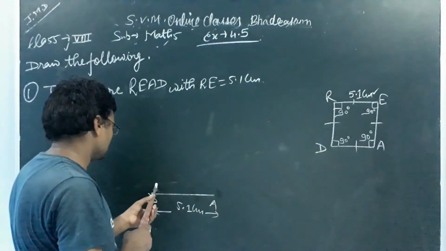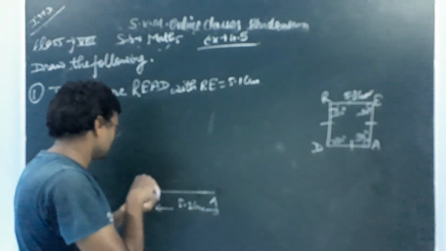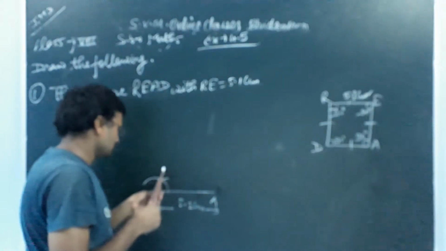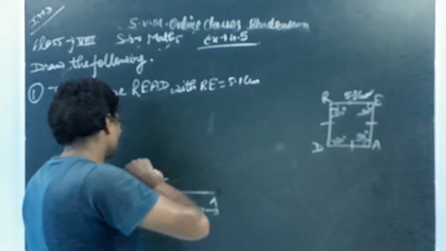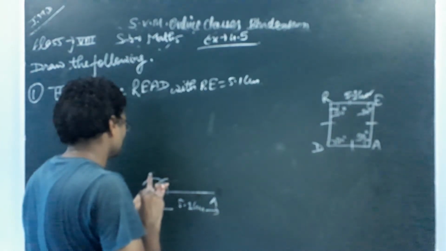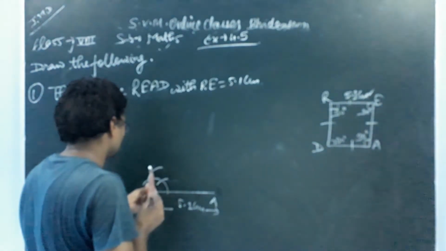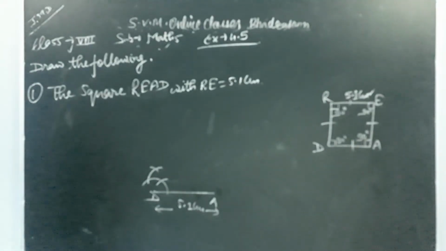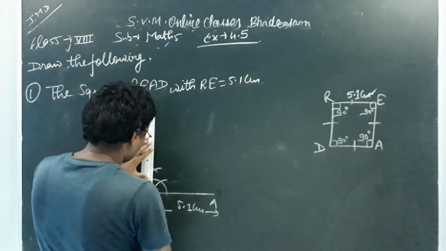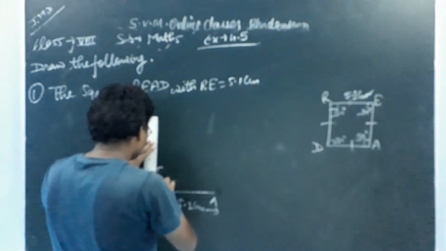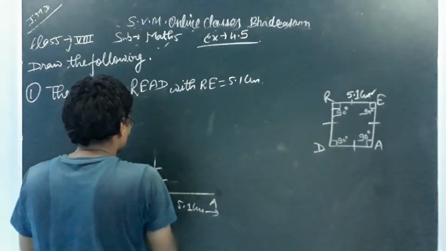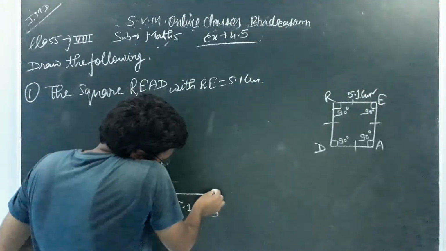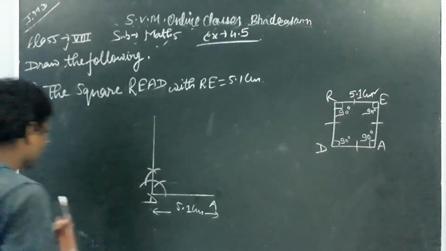Now we will make an angle of 90 degrees at D and at A also. This is 60, this is 120, this is 60, this is 120, and this is now 90. After making this angle of 90 degrees, we have to make another angle of 90 degrees over here at the point A.